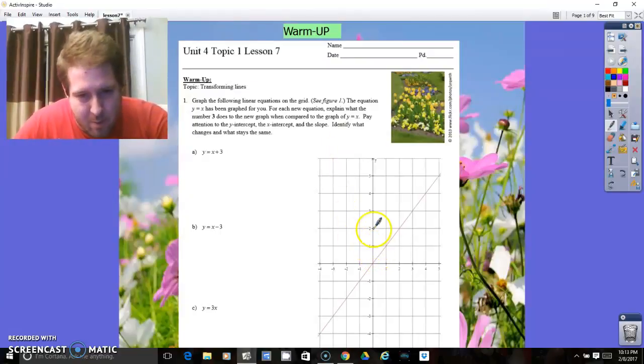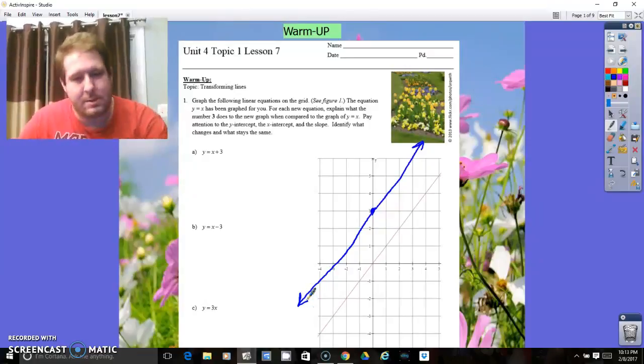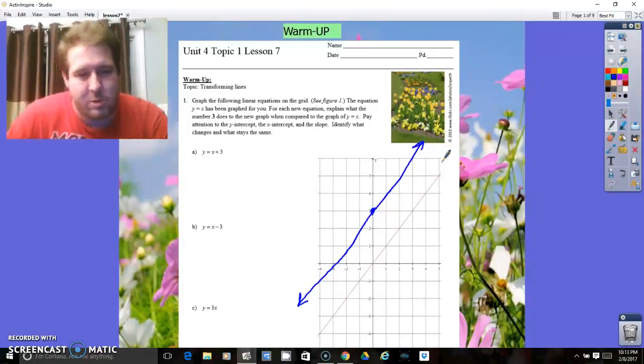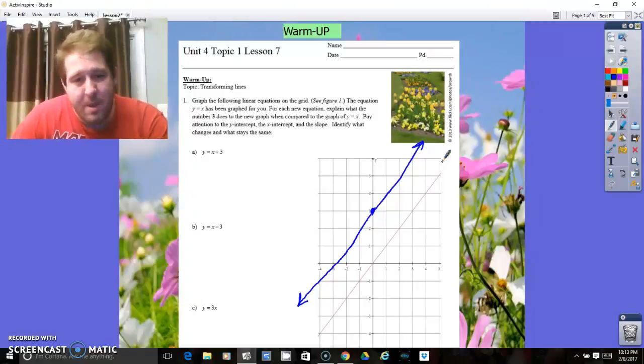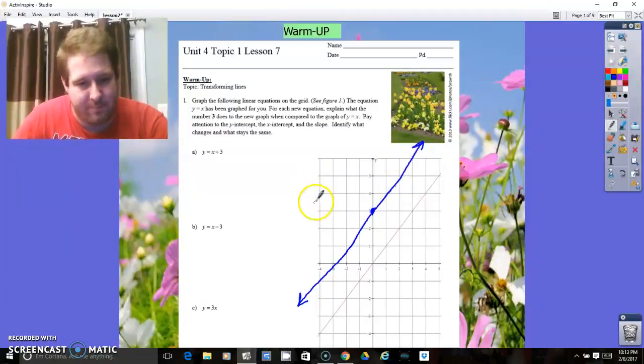So x plus 3: 1, 2, 3. Plus 3 means it's right there, and it's got the exact same rate of change. You're going to be doing this with non-linears as well. When we get to the next topic, quadratics in vertex form, you're going to see that the vertex form is actually just sliding it around. It's just moving the parabola based upon whatever's in vertex form.